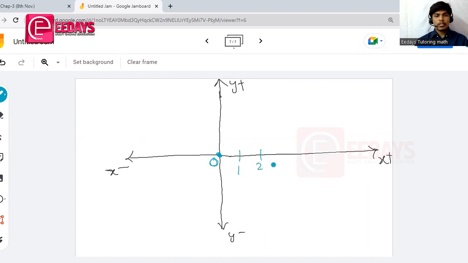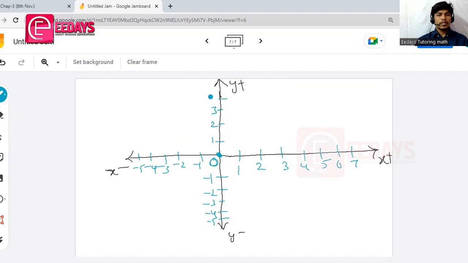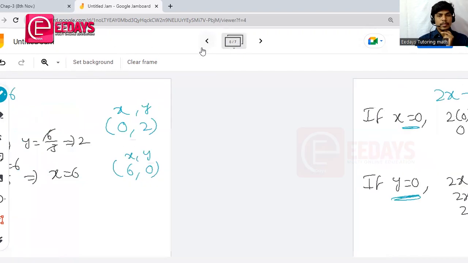Let's take some values here. Positive 1, 2, 3, 4, 5, 6, 7, 8, like this. And here, -1, -2, -3, -4, -5. And here, -1, -2, -3. You can take units like this. And here, positive values, that is 1, 2, 3, 4, 5, 6. It's up to you. So what are the points we got?